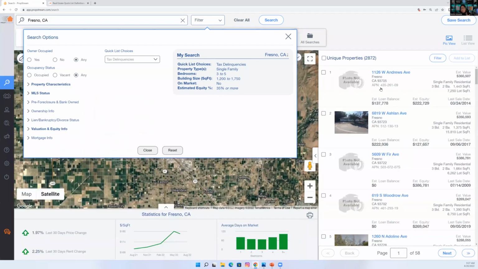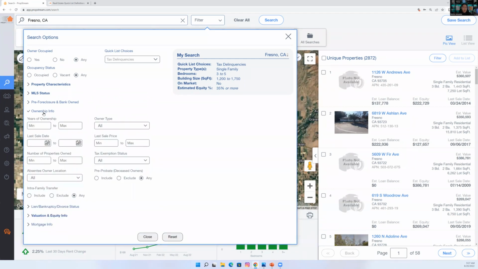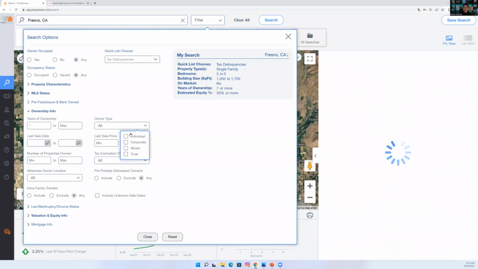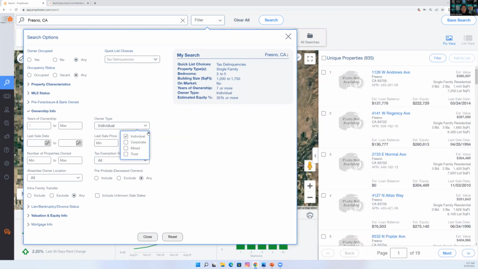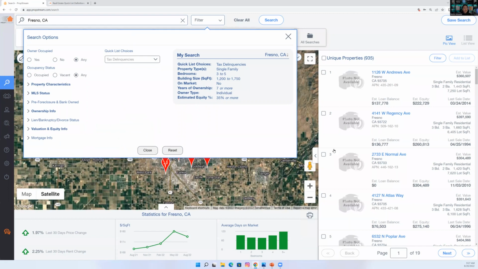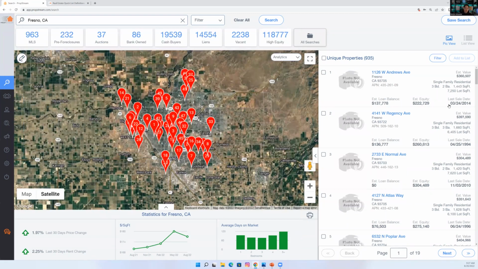And then again, you're about to market to this list. So who do you want calling you back? And that's why I do the ownership info. The people I want calling me back are people that own the property for 7 years and are an individual. And so this is the traditional search where you start with the list in the quick list choices, you use our additional filters, and after doing that, you're going to be able to hit close. Instead of 118,000 properties, you have a highly targeted list now of 935, right? But this is the traditional search.